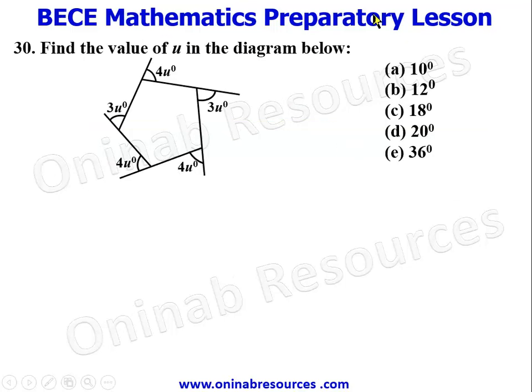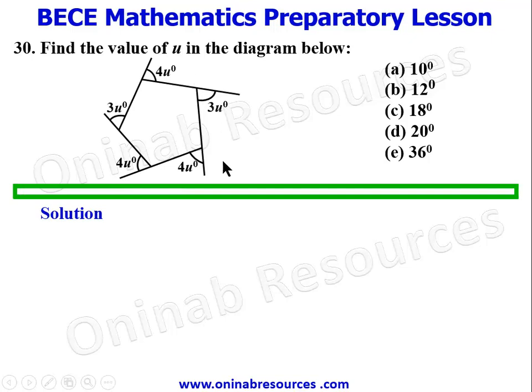For problem 30, find the value of u in the diagram below. These are exterior angles. We have been informed earlier that the sum of exterior angles of any polygon is 360 degrees. So we'll add up all these exterior angles, equate it to 360 degrees, solve the equation, and we'll get there. So that's going to be sum of exterior angles of any polygon is 360 degrees.